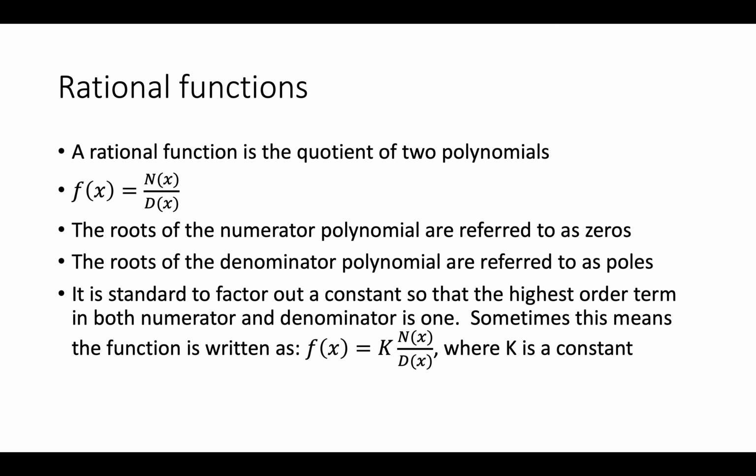Once again, remember, a root is a value of x that makes the value of the function go to 0. The standard thing to do is to factor out a constant so that the highest order term in both the numerator and the denominator is 1. And so sometimes that means the function would be written as follows, where k is a constant and n of x and d of x are polynomials with the highest order term equal to 1. So that's pretty standard for a lot of reasons.